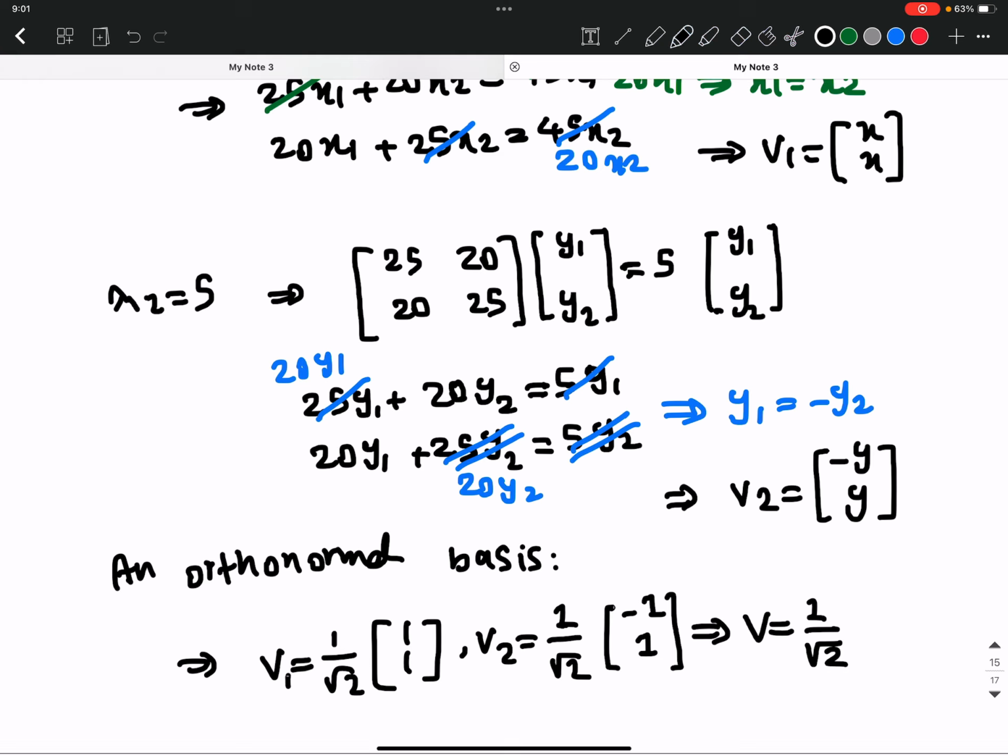So then this gives me the V matrix that I was looking for, which would be 1 over square root of 2, times 1, 1, and minus 1 and 1. Okay, so this would be my V matrix. Okay, so now I found that.